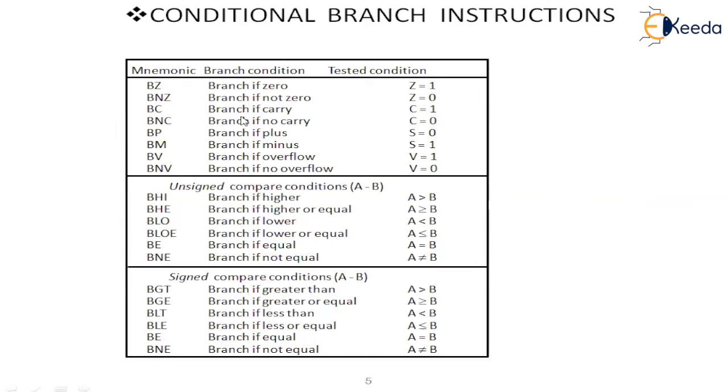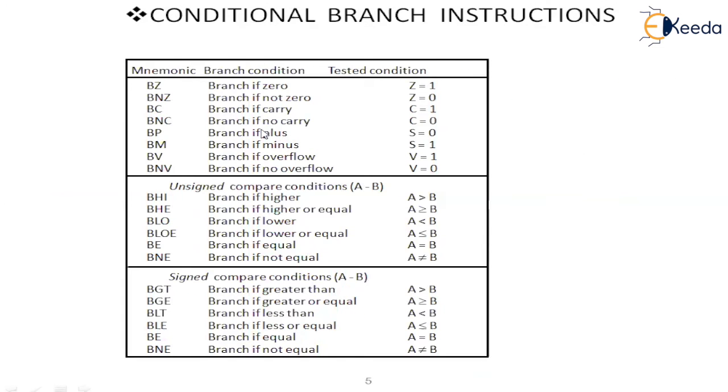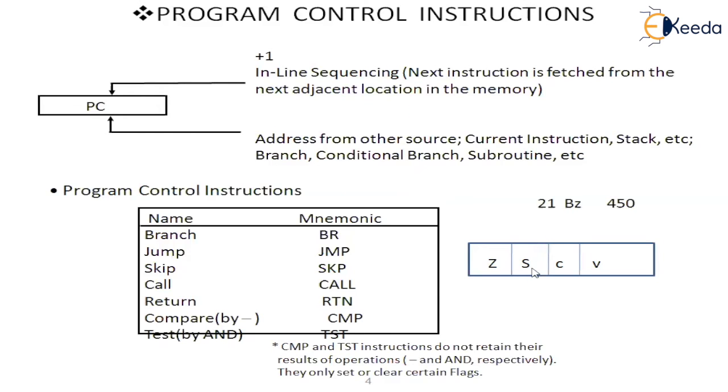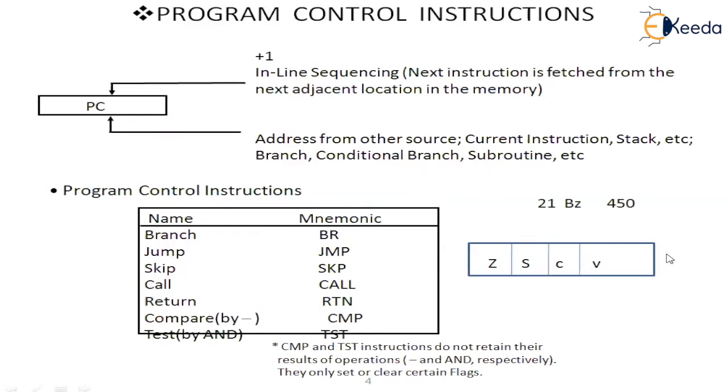Next thing is branch if carry. We go to carry. If the carry flag is set, we are going to branch. If the carry flag is not set, we are going to branch for the complementary instruction. And branch if plus, meaning branch if positive, we go to the sign of the result of the ALU. If the sign is positive, we're going to take a branch to 450. Otherwise, we go to the next instruction, that is 22. Branch if minus. If sign is 1, we go to 450. Otherwise, we go to 22.